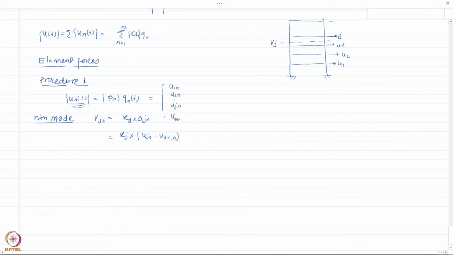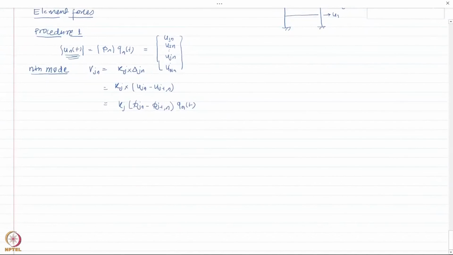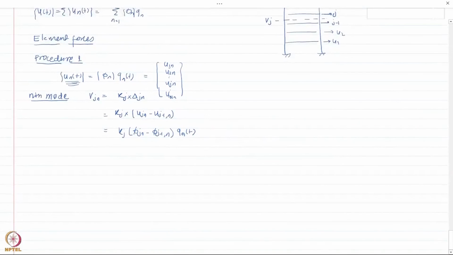Let us say there are n degrees of freedom. For the nth mode, this is the contribution of the nth mode to the displacement at each degree of freedom. We can also write this as phi jn minus phi j minus 1 n times qnt. So this is the case when we directly know the relationship between the displacements that we have obtained and the forces in the system.